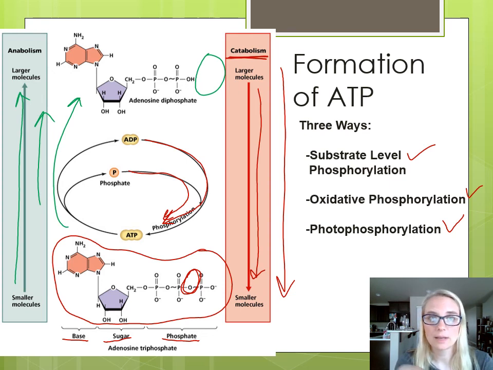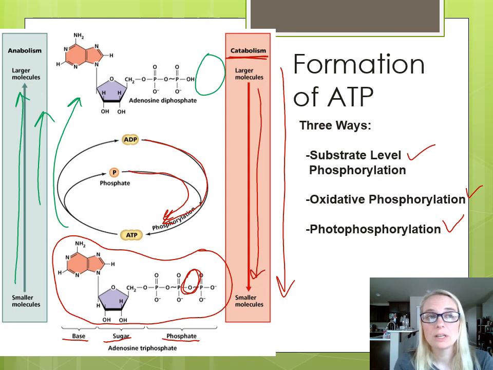Substrate level is like enzymes and substrates. It's a direct connection of producing ATP just by adding that 3rd phosphate group onto the ADP right there, usually with a substrate, like an intermediate. We'll see this in glycolysis. I'll point that out when we're doing each one of these.